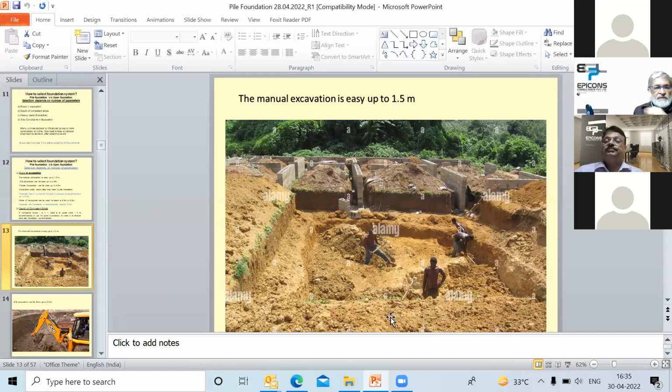Basically, this is a photograph of open excavation, manually done. Once again, it can be very well done more than 1.5 meters. It can go up to 2.5 to 3 meters if you adopt a step method.